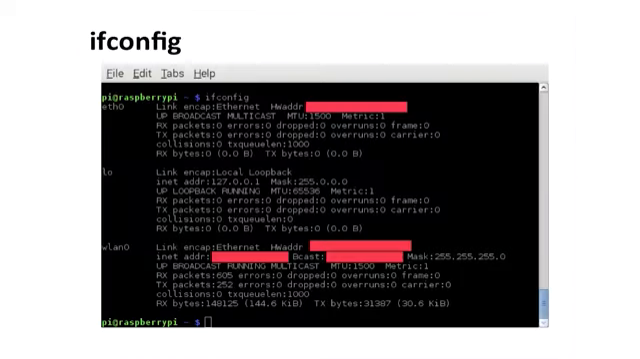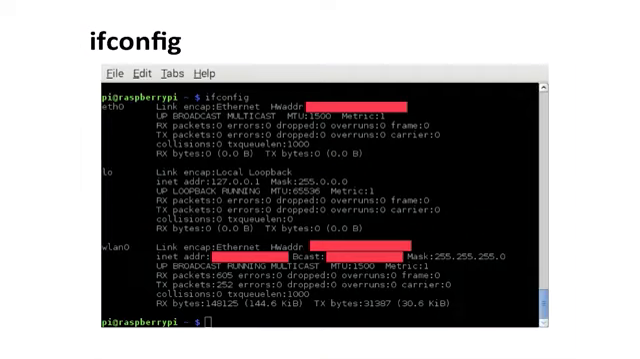This is my screenshot where I ran ifconfig on my Raspberry Pi. You can see at the top, I typed ifconfig, and then there's a lot of stuff. It prints out its result, and at the bottom is a prompt. The stuff in red is stuff that I intentionally blanked out because it's information I don't want you to see. But let's go through it.